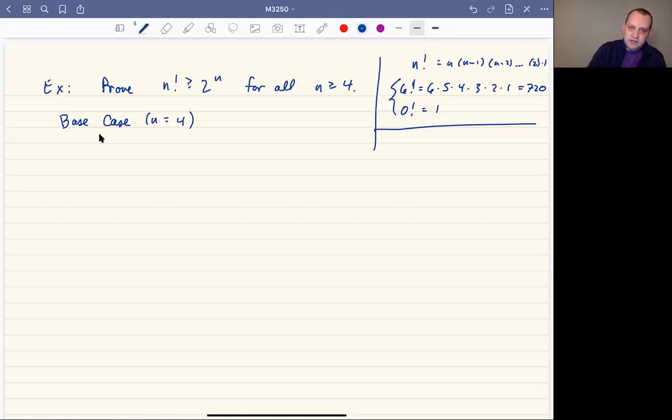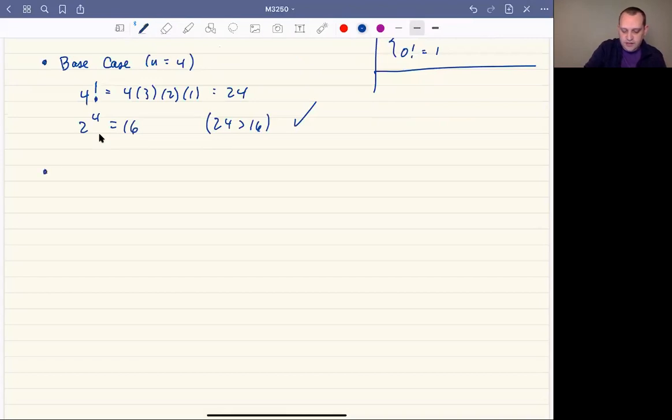And indeed, when n is 4, n factorial, so 4 factorial, is 4 times 3 times 2 times 1, which is 24. And 2 to the 4 is 16. And of course, 24 is greater than 16. Great, so the base case is true.